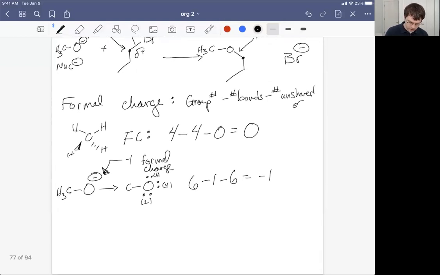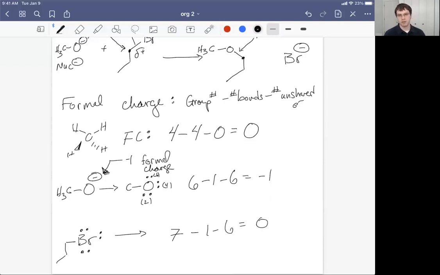Now, what about the bromine atom? Well, bromine, when we start, looks like this, and it's in group 7. It's in the column 1 to the right of oxygen. I know it's down a little bit, but it's all about the column that you're in. So we're 7, and we have 1 bond, and we have 6 electrons, just like oxygen.